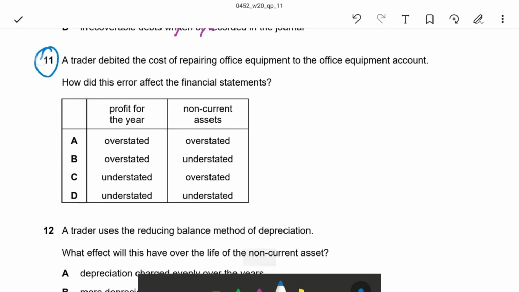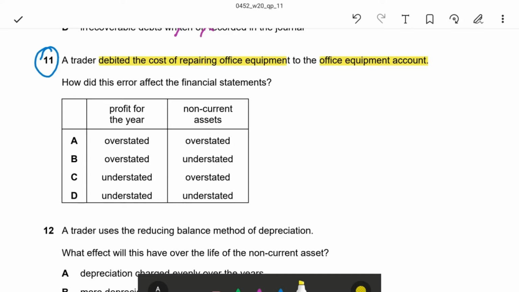Question number 11. A trader debited the cost of repairing office equipment to the office equipment account. Cost of repairing office equipment: repairing office equipment is an expense. It should be entered into the repairing account.